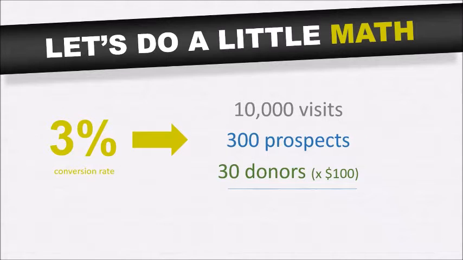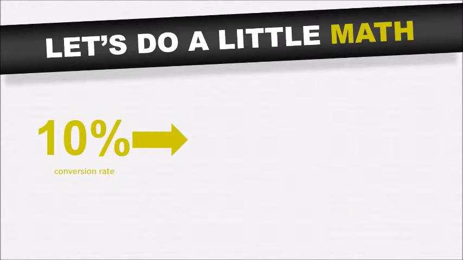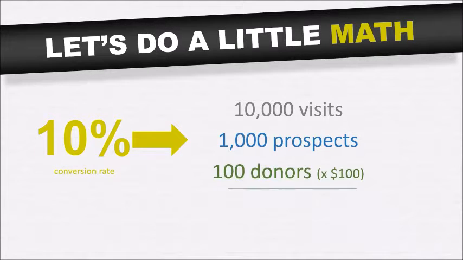Now let's say we increase your conversion even more. 10,000 visitors at a 10% conversion rate means you get 1,000 prospects, which, by the way, shows more activity on your site and increases your social validation as well. And out of those prospects, you get 100 donors with an average gift of $100. Well, that brings your total to $10,000.